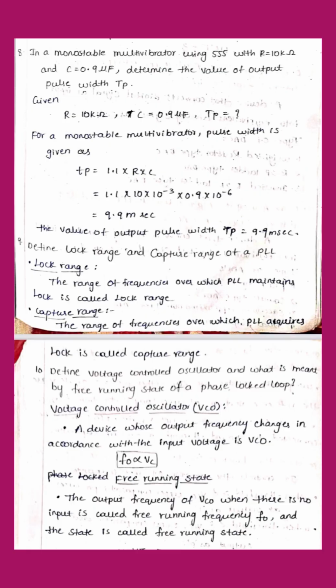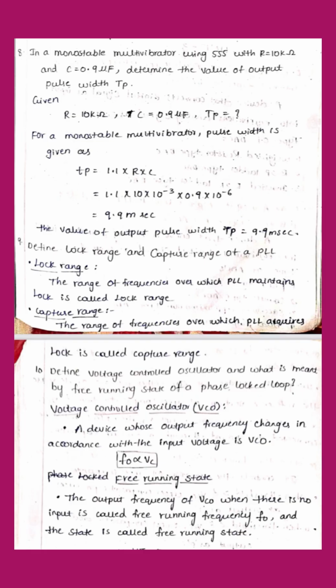Question number 8. In a monostable multivibrator using 555 timer with R equal to 10 kilo ohms and C equal to 0.9 microfarads, determine the value of output pulse width TP. That is the given question. So what is the answer? First let us write the given data. R equal to 10 kilo ohms and C equal to 0.9 microfarads, and we need the pulse width, that is TP.